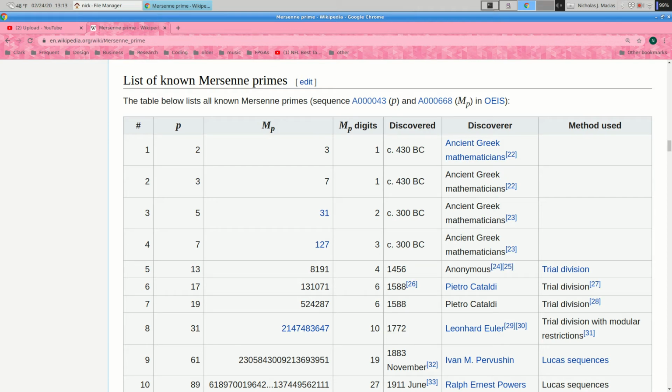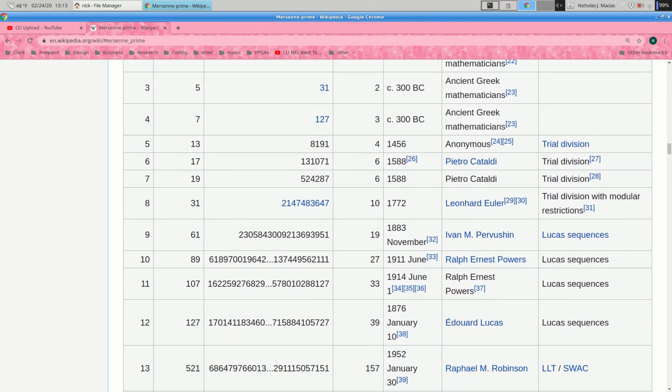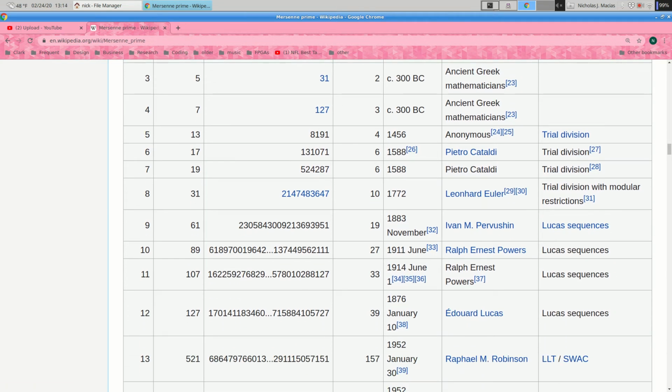So now at that point, this sort of takes off. So 2 to the 89th minus 1 in 1911. And these are all Lucas sequences. Here's the Lucas-Lehmer test. We're up into the 50s, and computers are starting to be a thing. So 2 to the 521st minus 1. And these are sequential, okay? So this is the 13th prime for which 2 to the p minus 1 is prime.